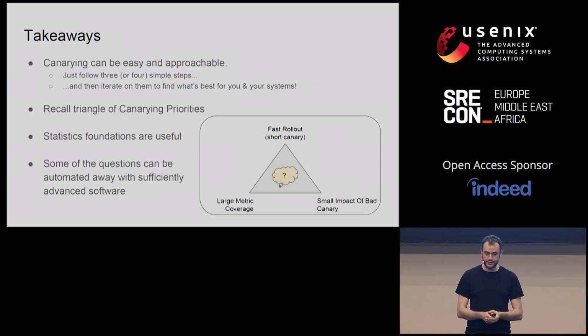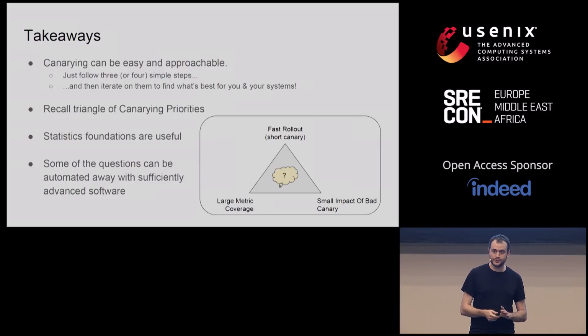So canarying can be easy and approachable. Just follow these 3.5 steps, and then iterate and make sure you choose what works best for you. Because at the end of the day, you know your systems the best, you know your infrastructure the best, and what works in your context might not work in somebody else's. Think of the triangle of canarying priorities. It will help you choose the trade-offs and make the trade-offs more explicit so you can make them deliberately rather than accidentally. It's useful to have some statistical foundations.